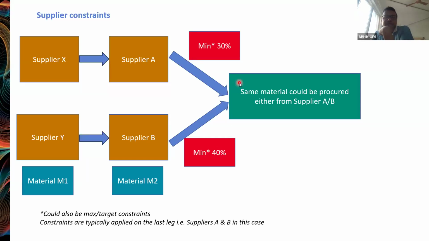Okay. So if it's minimum or maximum, if it's minimum, you'd be writing a less than or equal to constraint. And if it's maximum, you'd be writing a greater than or equal to constraint. And for target, you'd be writing slack and surplus.